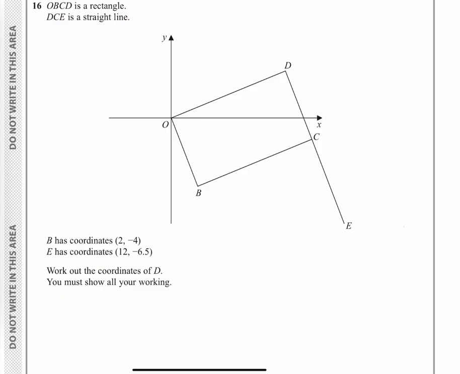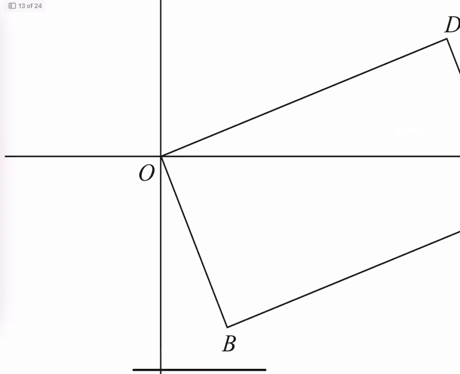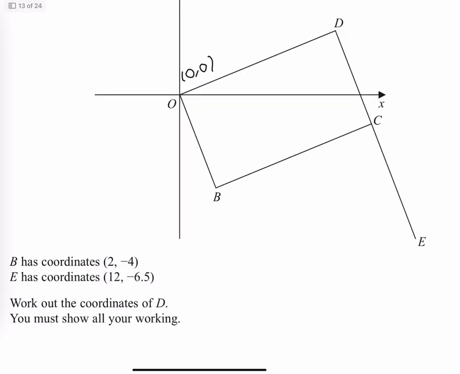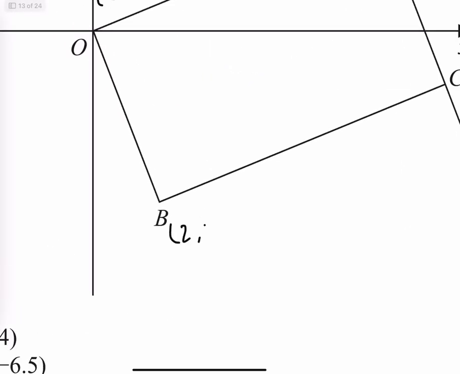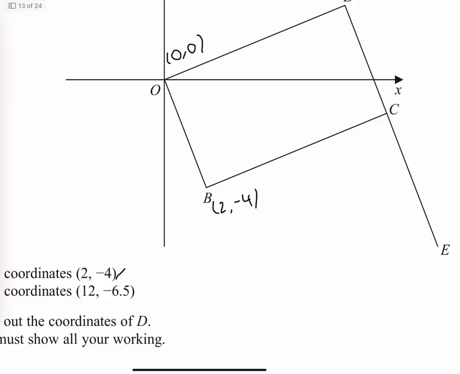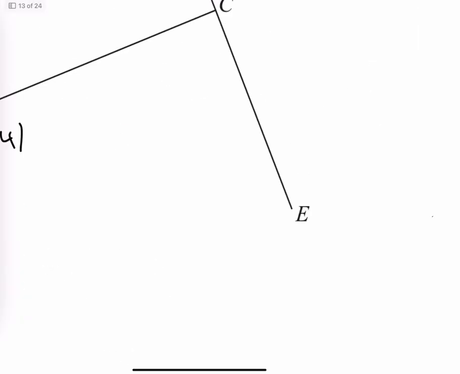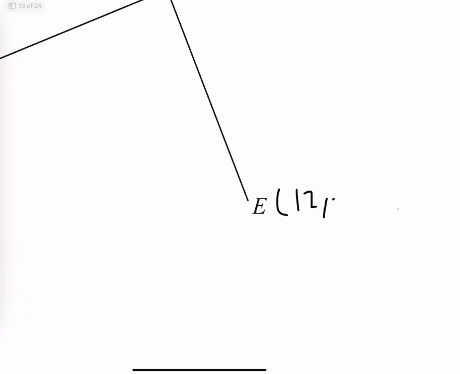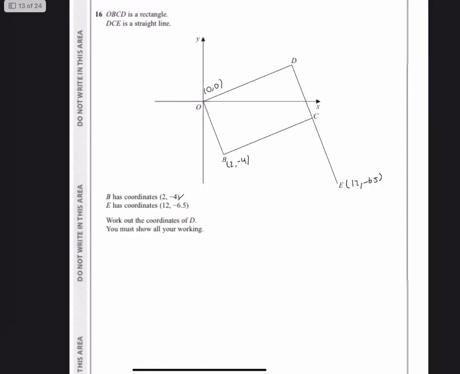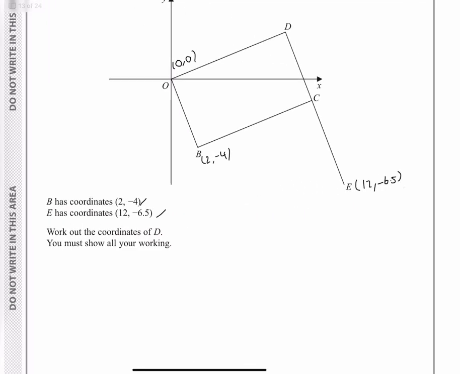So we'll start by marking on what we know. This is O, so it's at the origin, 0, 0. B is 2, minus 4, and we'll take that off so we know we've seen it. And then we've got 12, minus 6.5 here. And that's all the information they give us, which doesn't feel like very much.